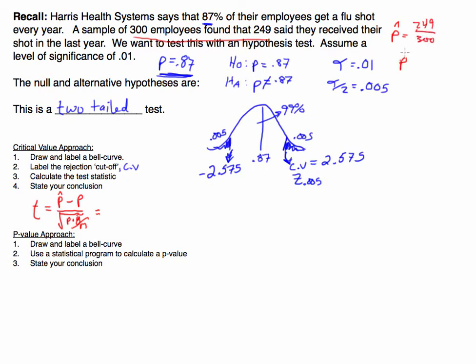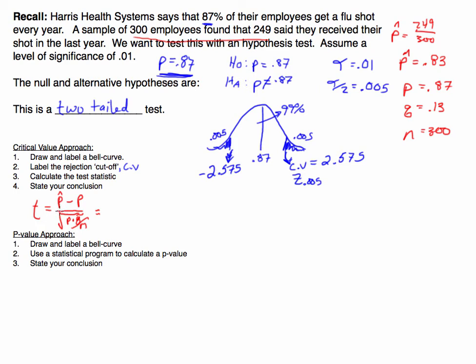So our p hat, in this case, is going to be, as we found before, 0.83. Our hypothesized p is 0.87, which means our q, 1 minus this, is going to be 0.13. And our value of n, the size of our sample, was 300. Okay, so now we have all the values we need to find this test statistic.